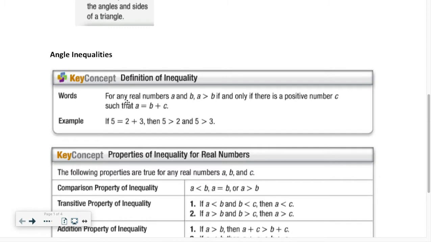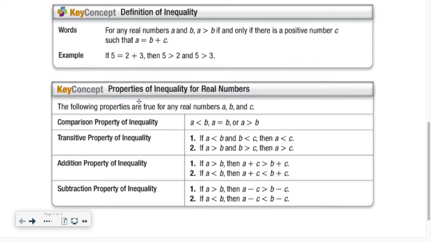For any real numbers a and b, a is greater than b if and only if there is a positive number c, such that a equals b plus c, guys. If you can add something to b to make it equal, well then of course a is greater than b. Alright, and then guys, we got properties of inequality for real numbers.